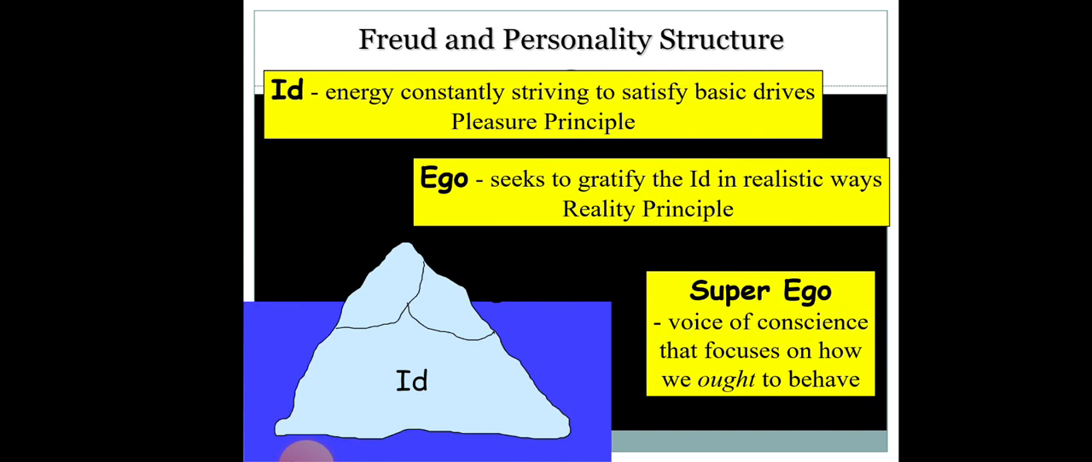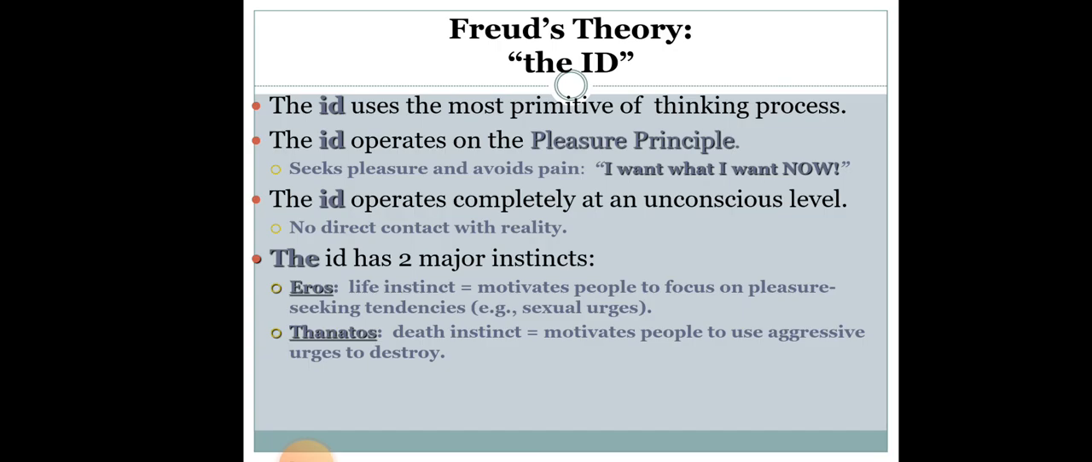Okay, so we talked that the id, let's remember this together, is the energy constantly striving to satisfy basic drives, for example the pleasure principle. And then the ego seeks to gratify the id in realistic ways, the reality principle. And then the superego, the voice of conscience that focuses on how we ought to behave.